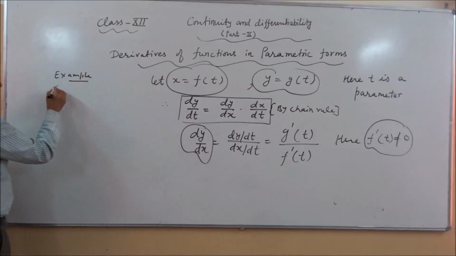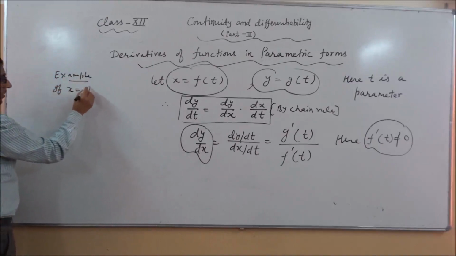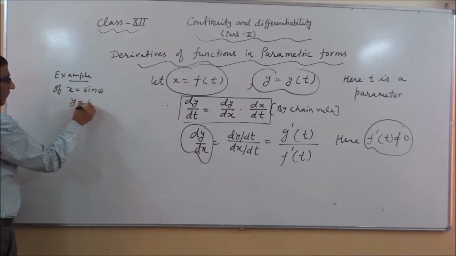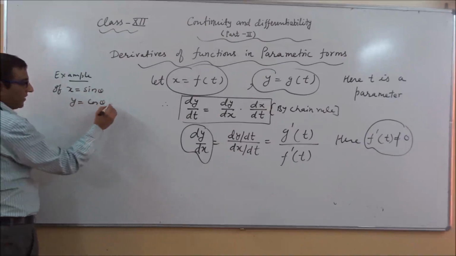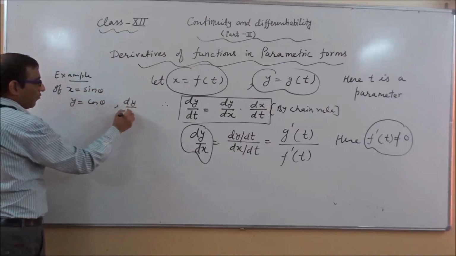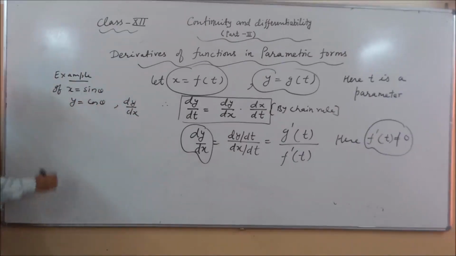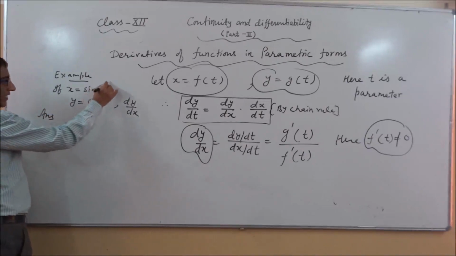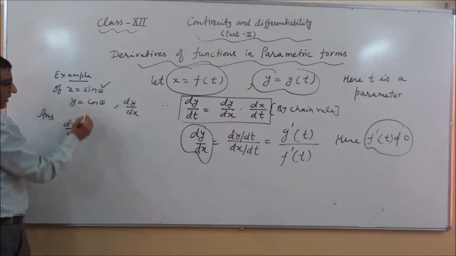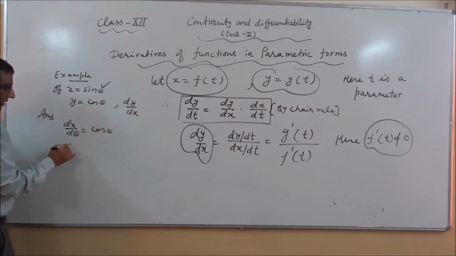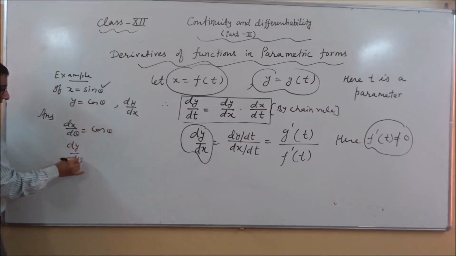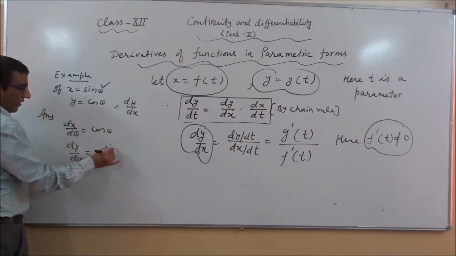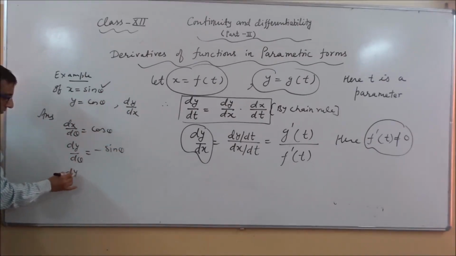For example, if x equals sin theta and y equals cos theta, then theta is the parameter. So how can we calculate the value of dy by dx? First we will calculate the value of dx upon d theta, because this time the parameter is theta. So dx upon d theta becomes cos theta, and dy by d theta is minus sin theta. Now we have to calculate dy by dx.